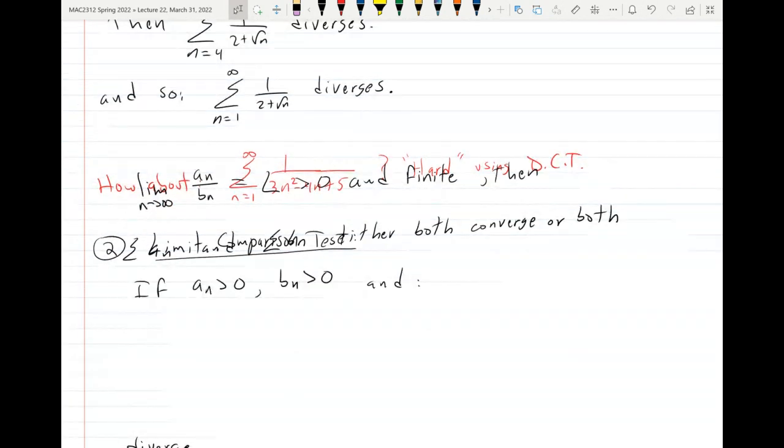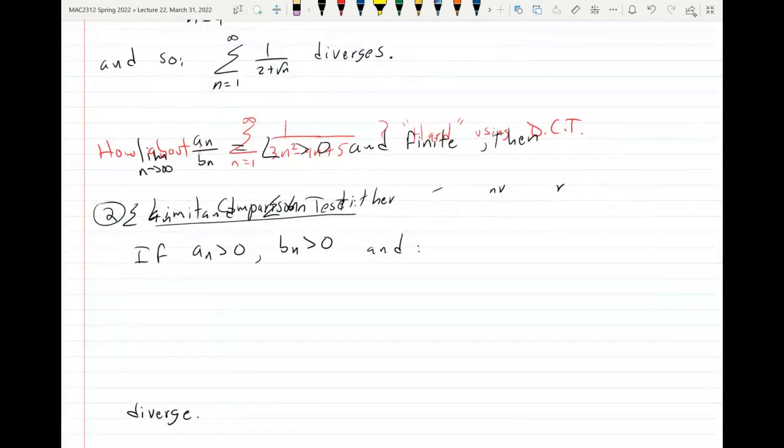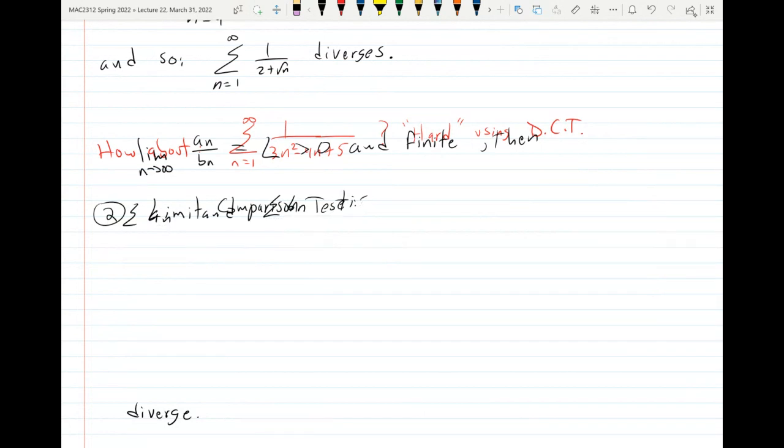All right, so let me write it down again. What does the limit comparison test say? Remember, this is what we did on the board, and I just copied this from the previous notes that I had. But I guess there was a technical issue here.